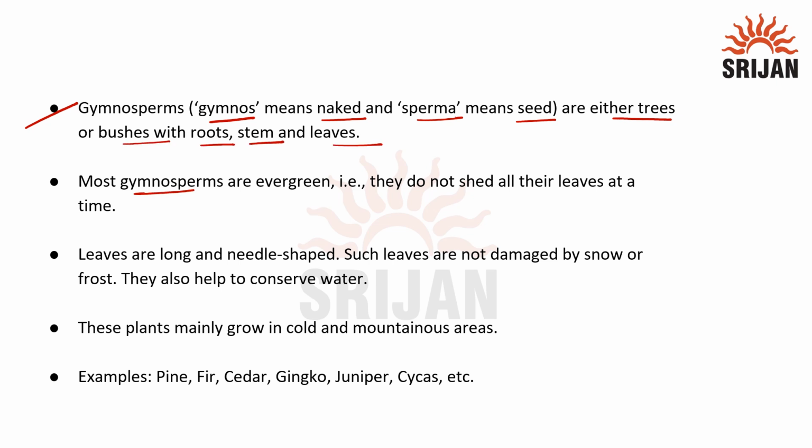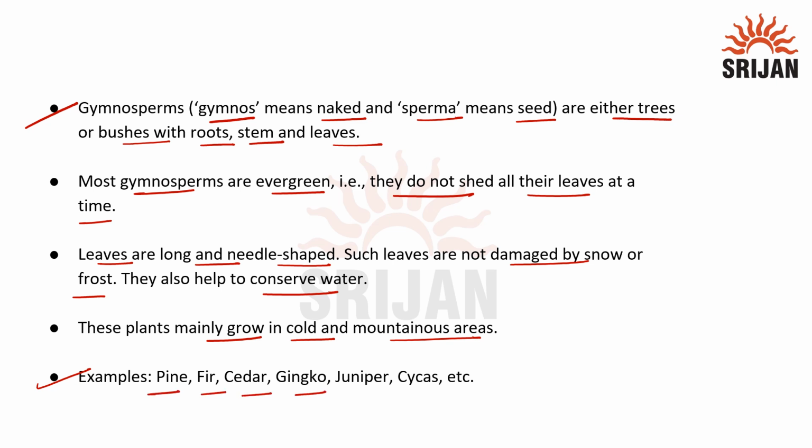Most of the gymnosperms are evergreen, that is, they do not shed all their leaves at a particular time, and their leaves are long and needle shaped, and such leaves are not damaged by snow or frost, and they also help in water conservation. Hence, such plants are mainly found in cold and mountainous areas. Examples are pine, fir, cedar, ginkgo, juniper, cycas.